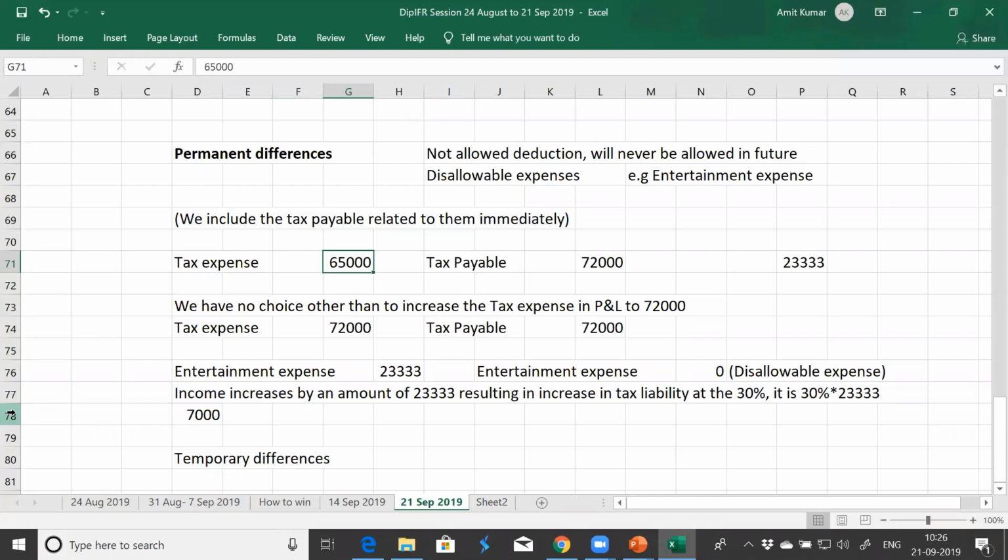Okay. Cannot get better than this, I guess. No, it's clear now. This was a permanent difference. Not allowed today, will never be allowed in future. We have no choice. So permanent differences rarely reduce our tax expense, they increase our tax expense.